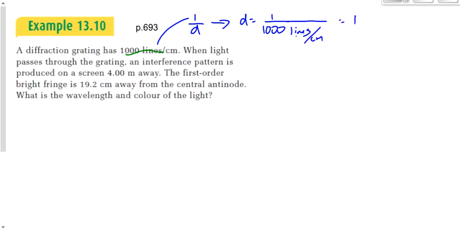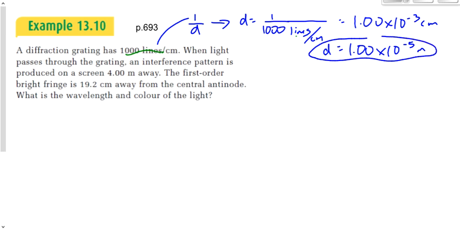And when you calculate that, it ends up being 1.00 times 10 to the negative 3 centimeters, which we want to convert to meters. So we're going to make it 1.00 times 10 to the negative 5 meters. If you got lines per centimeter, lines per meter, flip it over, get d. Because you got 1 over d, get d. And then convert it to meters after that. So there's the value of d.